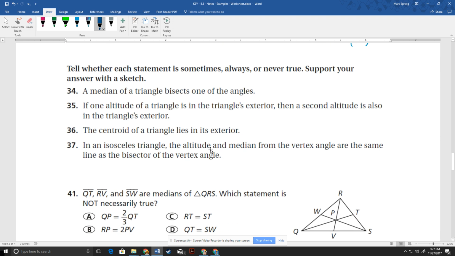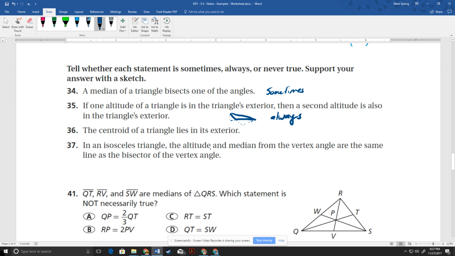Okay? So tell us, always, sometimes, never. A median of a triangle bisects one of the angles. That could be sometimes. Again, that would be if it was equilateral or isosceles, and coming from the vertex angle. If one altitude of a triangle is in the triangle's exterior, then a second altitude is also in the triangle's exterior. And yeah, that's true, because if one's in the exterior, that means it's an obtuse triangle. And so if you have one out here, then the other one is also going to have to be out there. So that would be always.